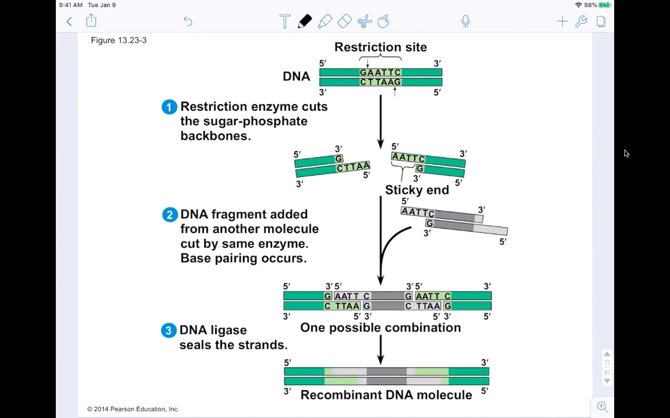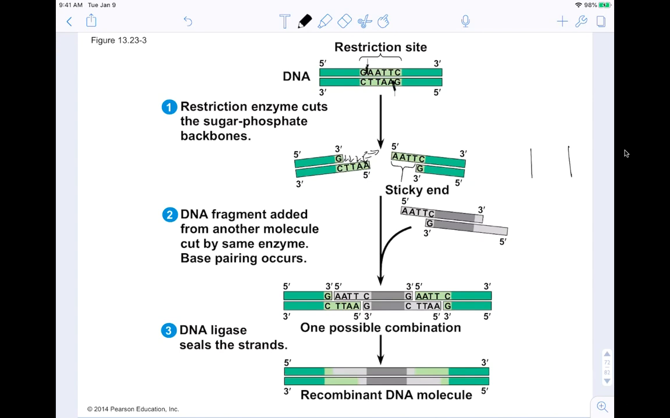So restriction enzymes cut the sugar backbone of DNA. Okay, so here's your restriction site, and you can see that you have a cut that was made here and a cut that was made here, and then you separated these two strands. These are called sticky ends because there's a spot where you would stick new nucleotides. So this is a sticky end. A blunt end would just be if it ended and there were no hangover, which is a little bit harder. So the sticky ends allow better incorporation of genes. So the DNA fragment is added from another molecule cut by the same enzyme. If it's cut by the same enzyme, then these little sticky ends are going to be the same.